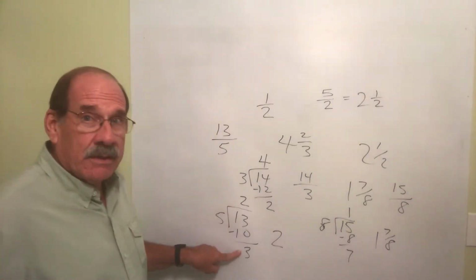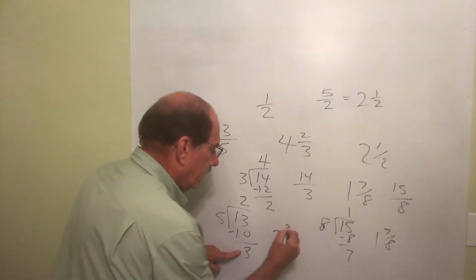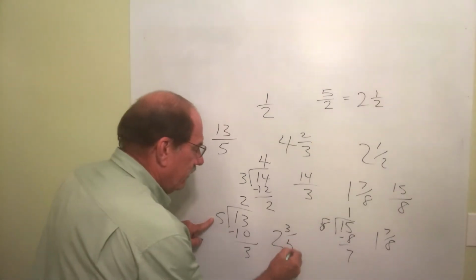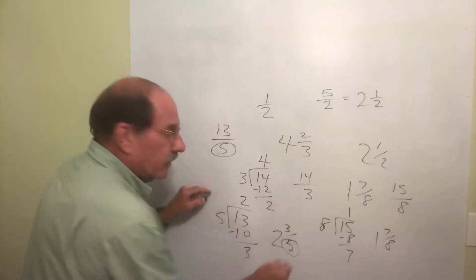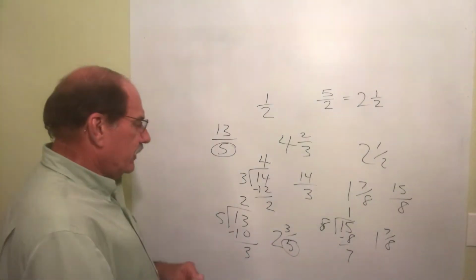The remainder is the numerator. End up with the same denominator. Of course, you must end up with the same denominator or you've done something wrong. So the answer is 2 3/5.